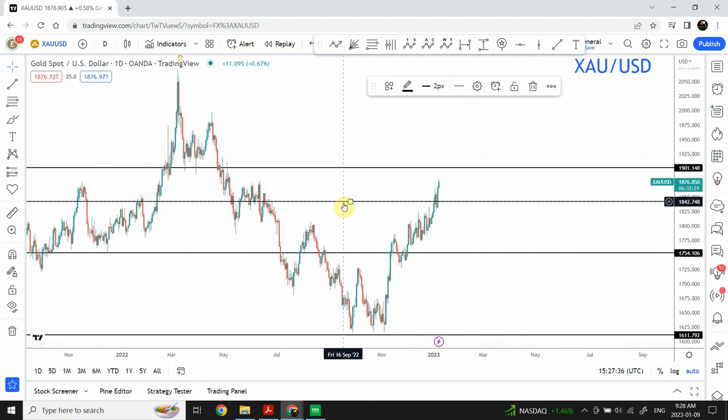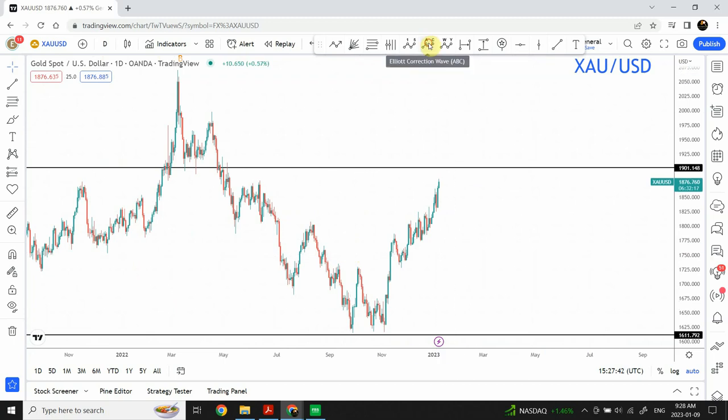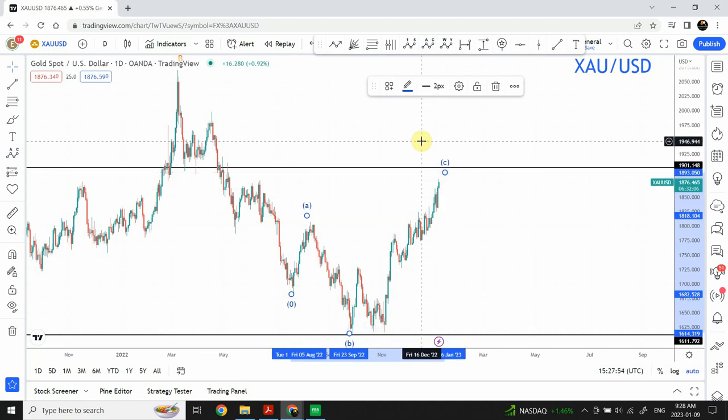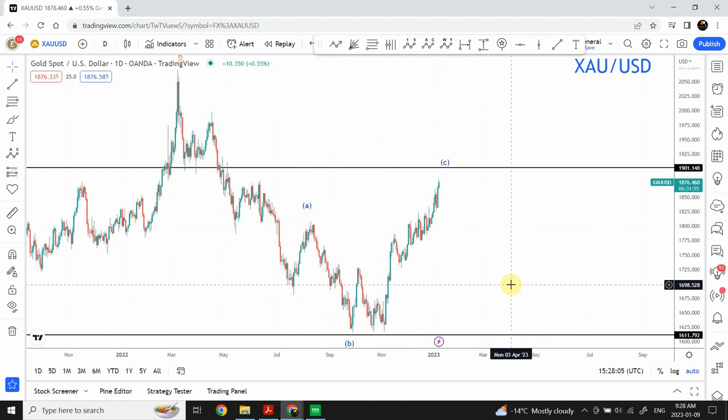Let me delete that and delete that as well. So I'm right now considering that the start of the pattern is here, and this is an A, and this bottom is a B, and then this is our C. We are very, very close to the completion of C. This is called an expanded flat pattern, where price has actually gone beyond the starting point of A, and we are right now completing a second-degree ending diagonal. Wave C is an ending diagonal.